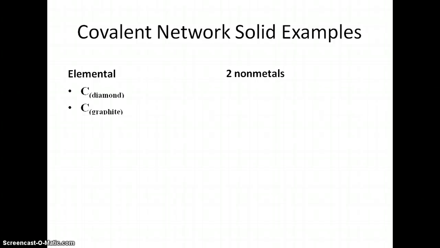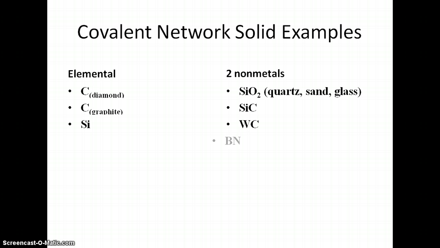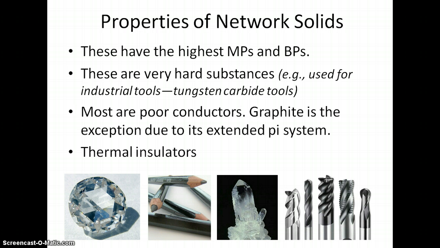You can have covalent network solids that are elemental, meaning they only contain one element, such as carbon in diamond or graphite, or silicon, as you see in computer chips and such. Or it can be two different nonmetals. So like SiO2 can be quartz, sand, or glass depending on the arrangement of the network. Silicon and carbon, tungsten and carbon, boron and nitrogen. So those are some examples of network solids.